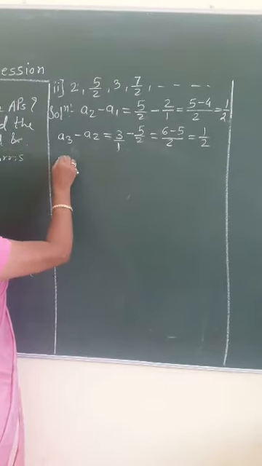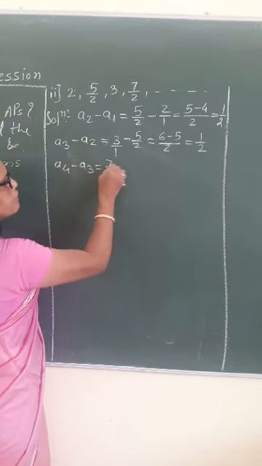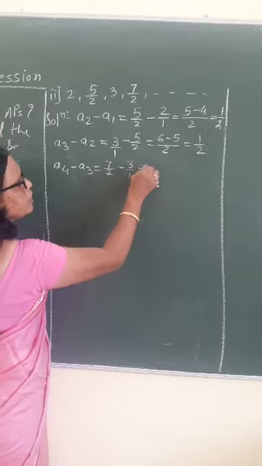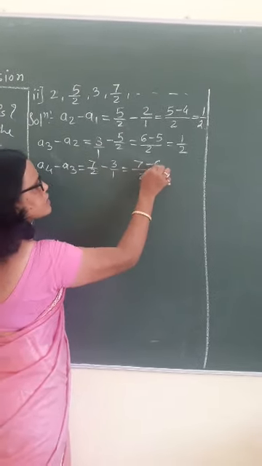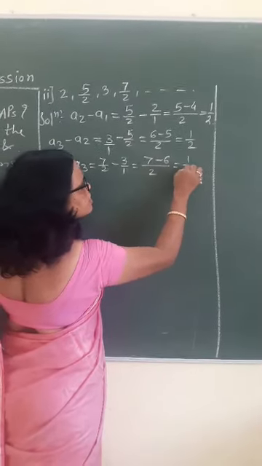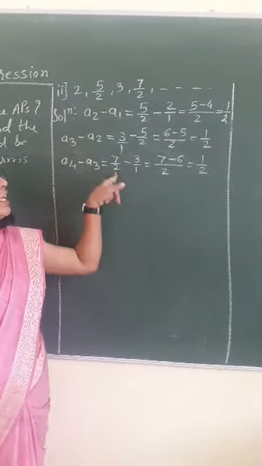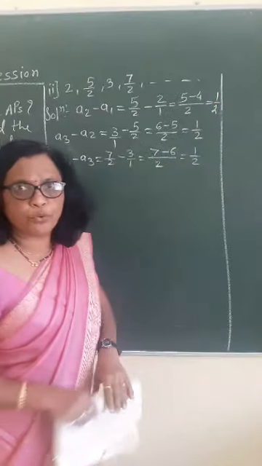Again we will find A4 minus A3. What is A4? 7 by 2 minus what is A3? That is 3 by 1. Again LCM is 2. 7 minus 3 2s are 6, and 7 minus 6 is 1 by 2. Are you finding? In every case you got 1 by 2, 1 by 2, 1 by 2.